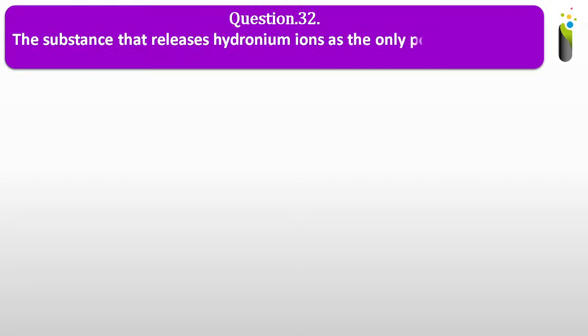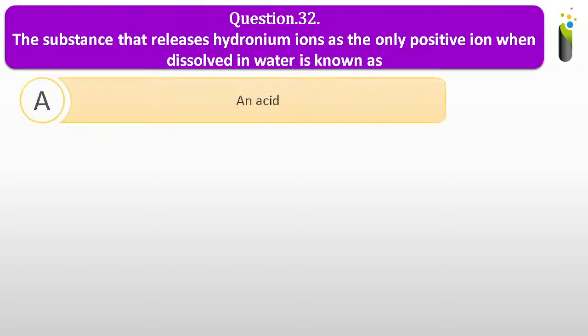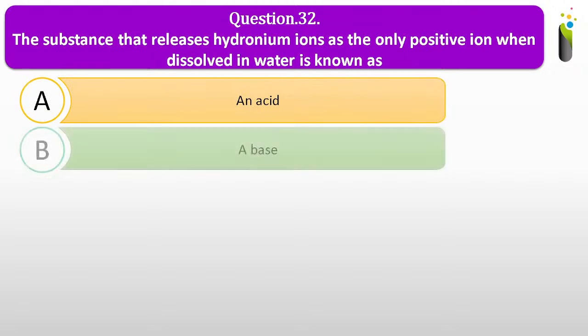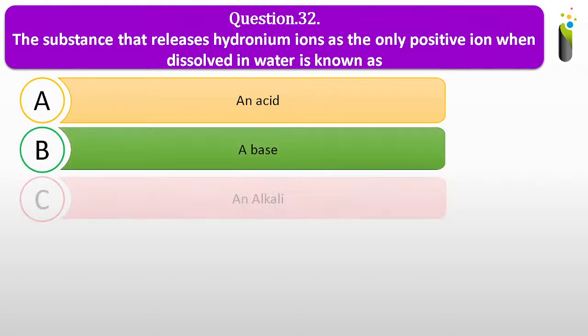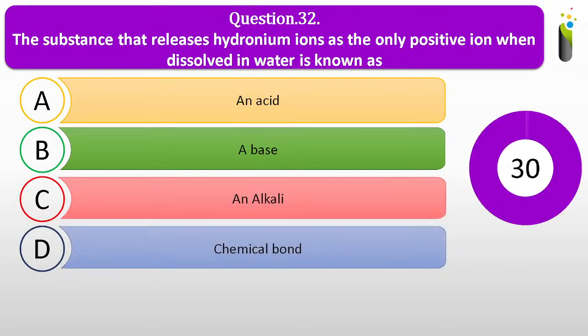Coming to the next question number 32. The substance that releases hydronium ions as the only positive ion when dissolved in water is known as dash. A, an acid, B, a base, C, an alkali, D, chemical bond. Answer me for question number 32.